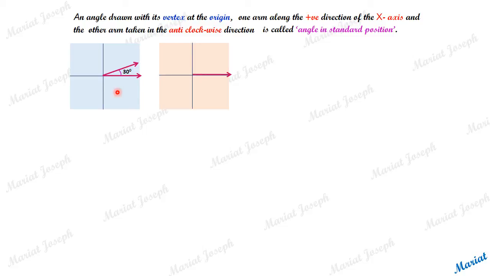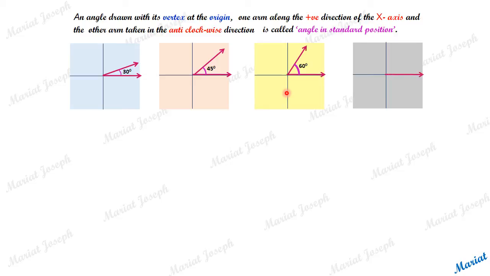Angle 45 degrees in standard position. Initial arm should be the same. Vertex should be the same. But the measure in the anti-clockwise direction is a little more. 45 degrees in standard position will look like this. 60 degrees in standard position will look like this. 90 degrees in standard position.